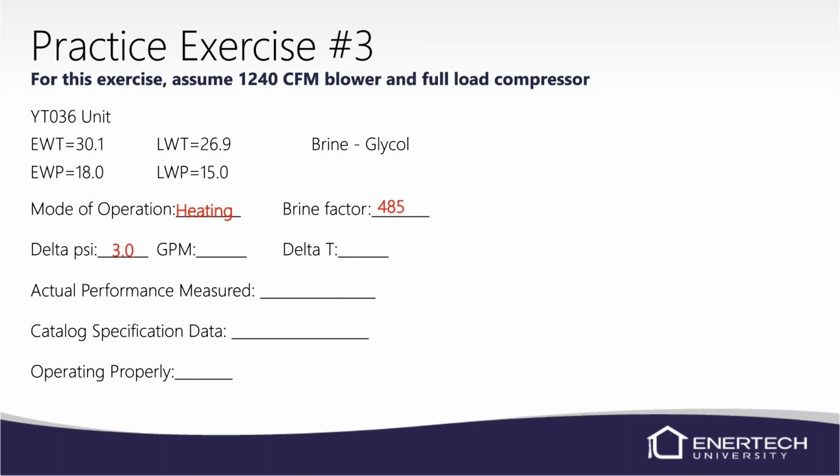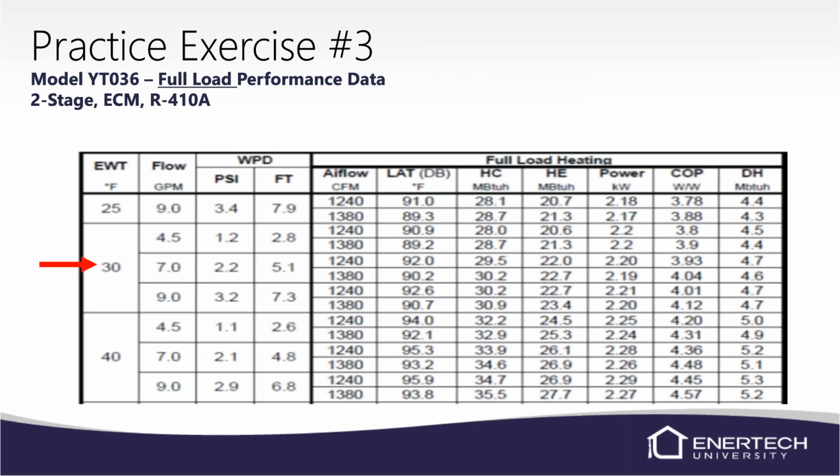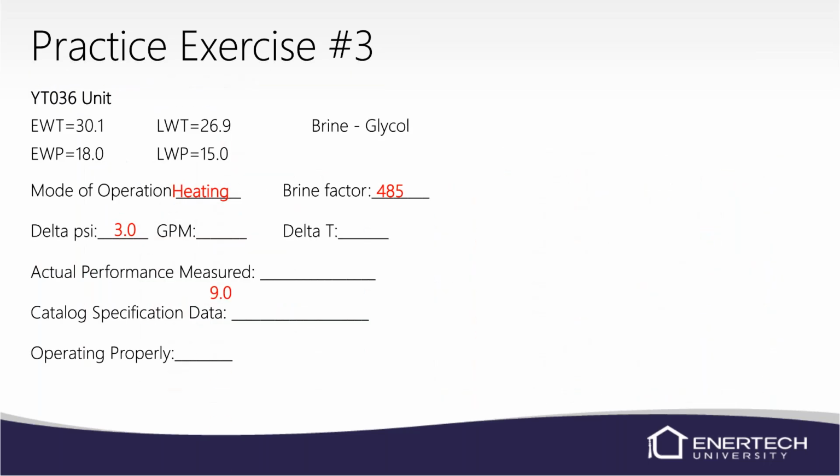We had a 3-pound pressure drop, and we know our entering water temperature of 30. So now we need to look in the manual, 30 degree entering water temperature and a 3-pound pressure drop. So 3.2 is pretty close. We'll give you a little bit of wiggle room there. And that's going to tell us we're moving 9 GPM, which is the recommended flow rate for a closed loop system on a 3-ton unit. 3 GPM per ton, 3-ton unit, 9 GPM.